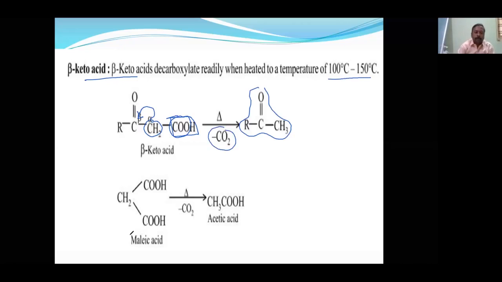So, best example is malonic acid. Already I told you the trick, Ohm's gap, oxalic, malonic is this one. Malonic acid, when just heated, it will lose this CO2. So CO2 is lost, then this hydrogen will be shifted here, acetic acid will be produced. Now I think it is clear. Now let's go on to the next slide.